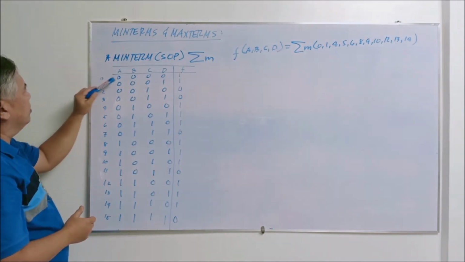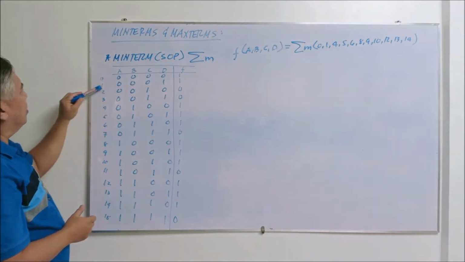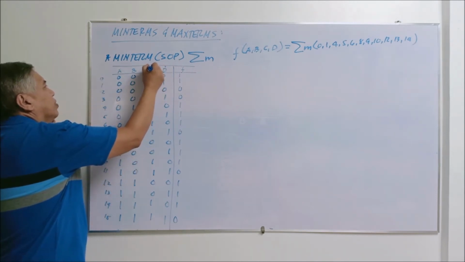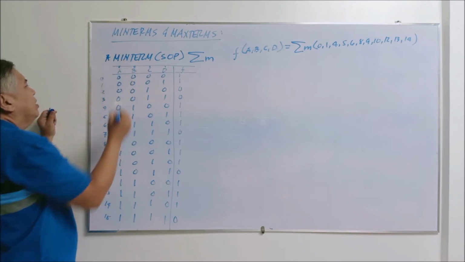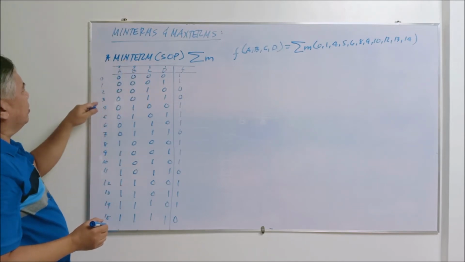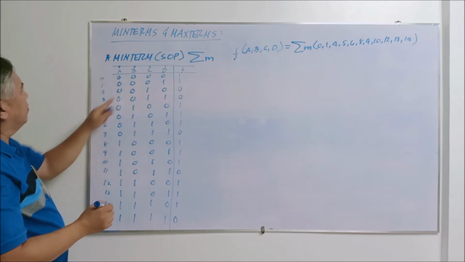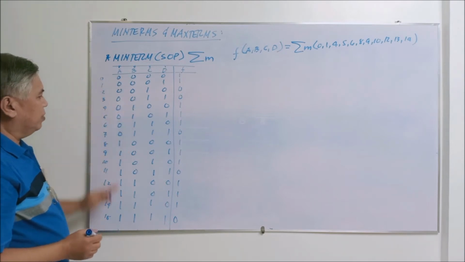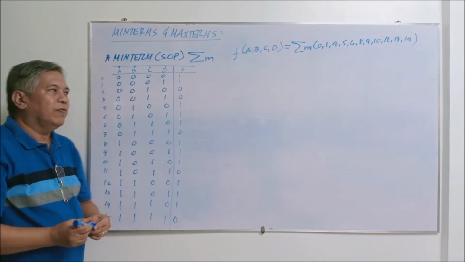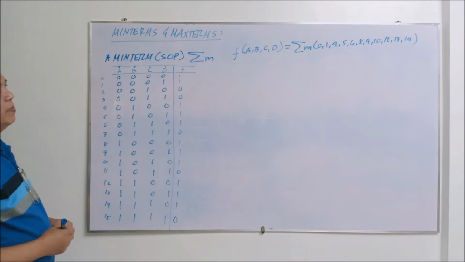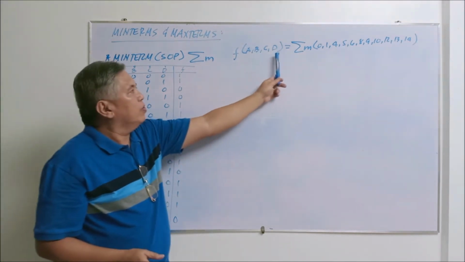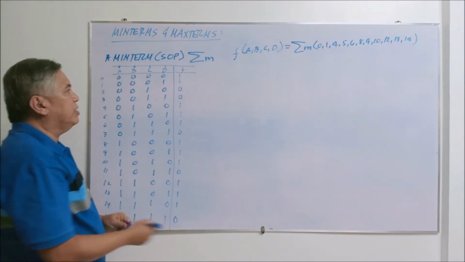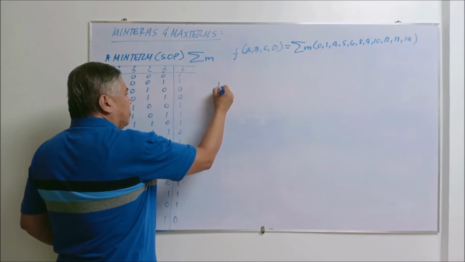So for example, 0, 0, 0, 0, then 0, 0, 0, 1, then 2, 3, which is 2 plus 1, then 4, 5, and so on. That's how we obtain the combinational values of a 4-input variable. So again, go back to our Minterms. That will be our Minterms. Then next is to draw the K-map equivalent.